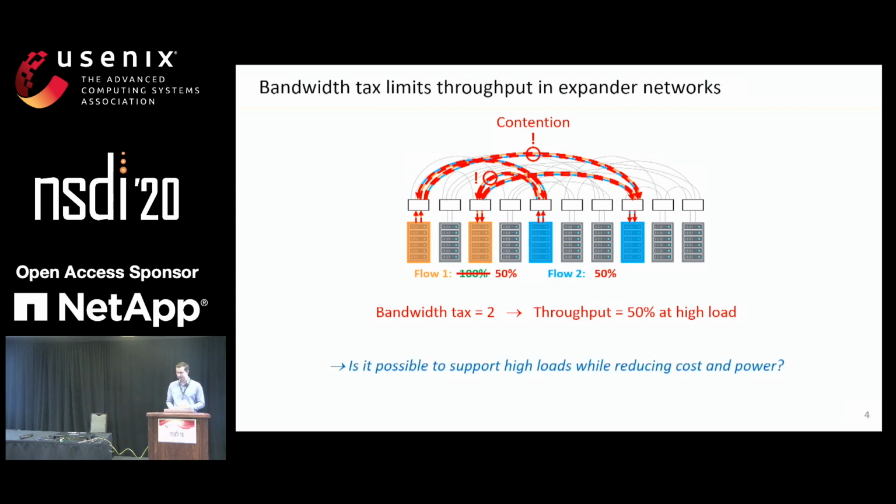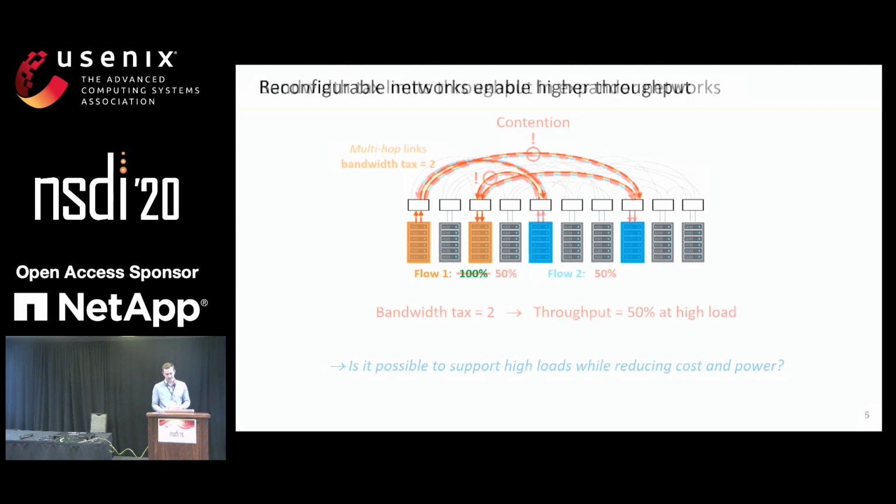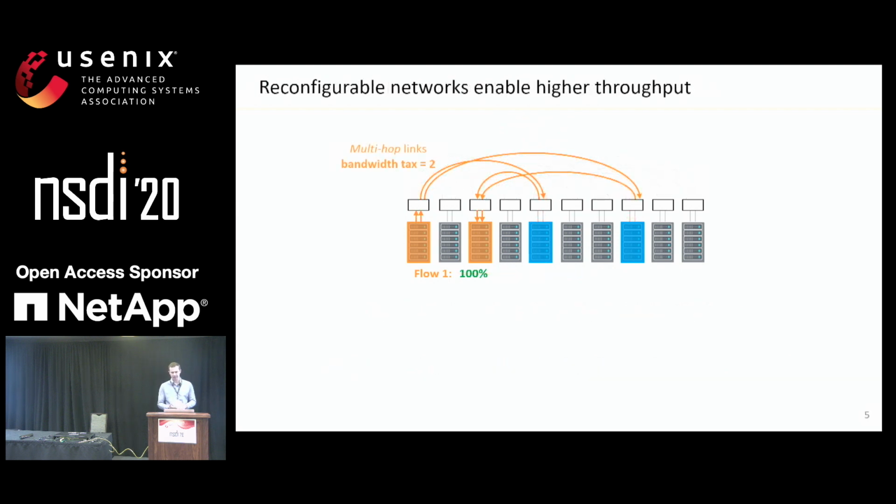So you may be wondering at this point if it's even possible to support high traffic loads with these networks that try to save significant amounts of cost and power. And so it turns out that reconfigurable networks can get us this property. So in reconfigurable networks, we can reconfigure some of the links that are not so useful for the current traffic demand and reconfigure them into direct links between communicating racks. And so these direct links have the minimum bandwidth tax here, 1, because they don't consume any bandwidth resources elsewhere in the network. The traffic is just sent directly from one rack to another.